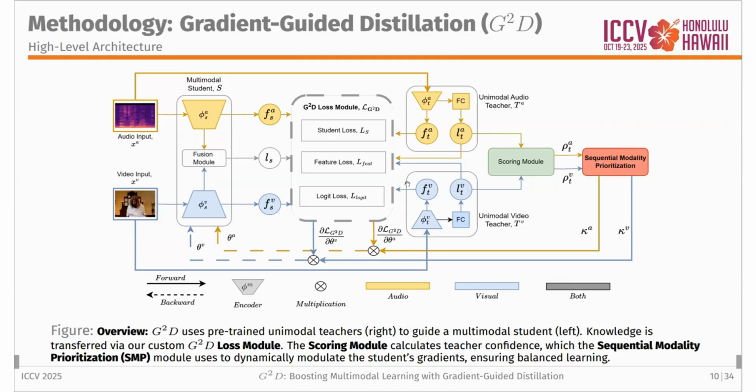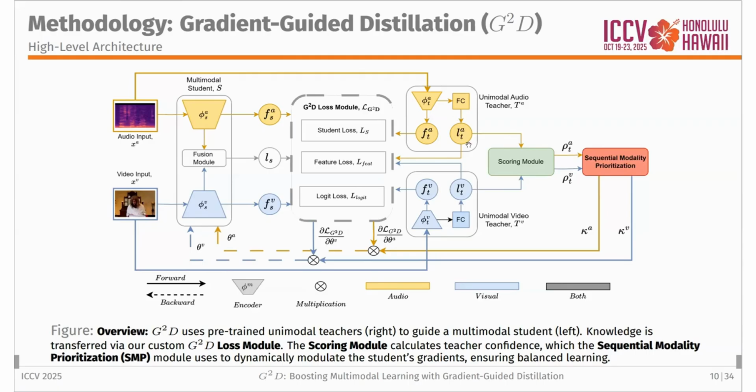So how everything works. First, we have the audio and the video data. These are passed to the multimodal student model and the unimodal audio and the unimodal video teacher as well. We get features and logits from the student and the unimodal teachers. We pass them to the loss function, which is the G2D loss module. Once the loss is calculated, the gradients are calculated for the unimodal encoders of the multimodal student model.